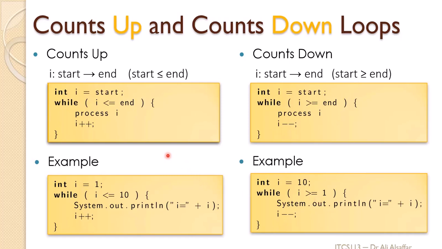So if you count up, you use less than or equal to, with the variable on the left-hand side. And if you count down, you put the variable on the left-hand side and write greater than or equal to end.